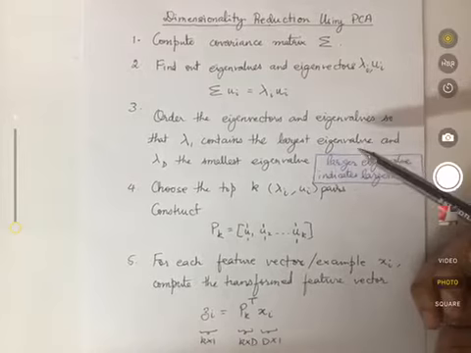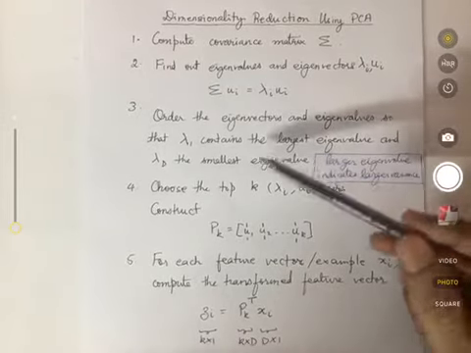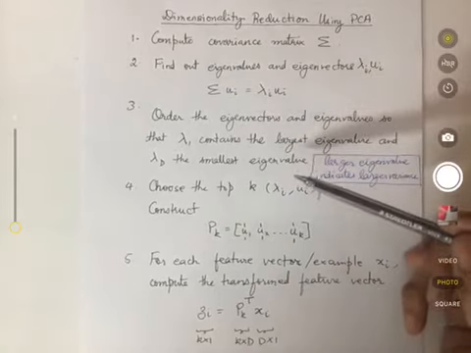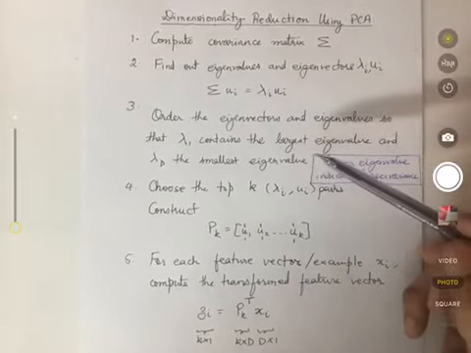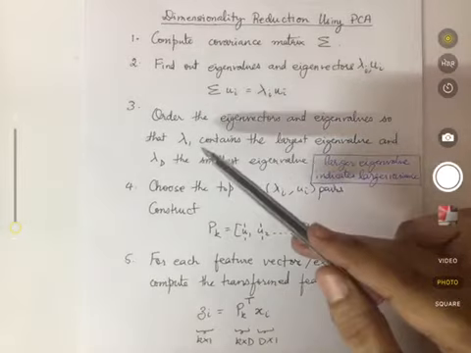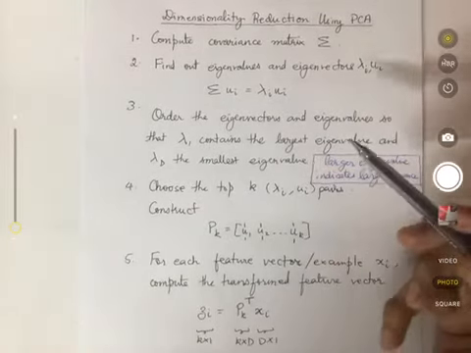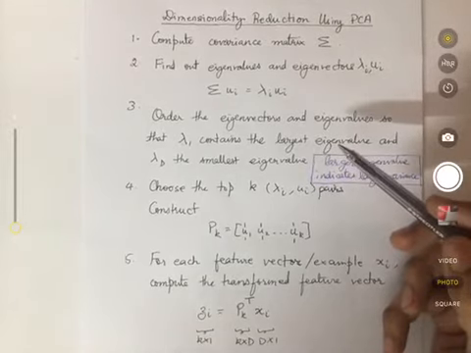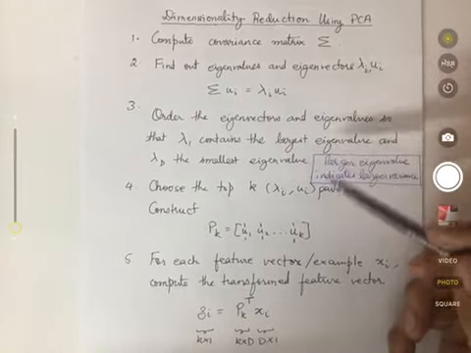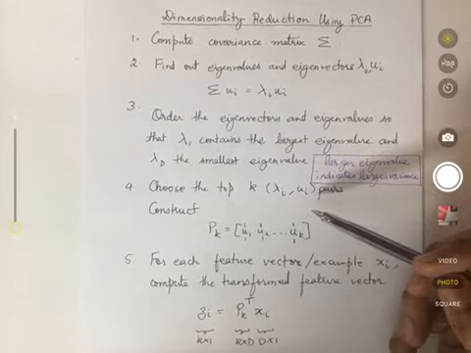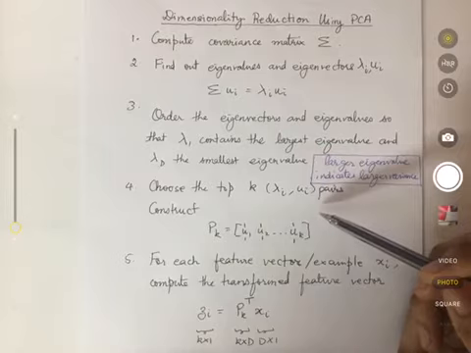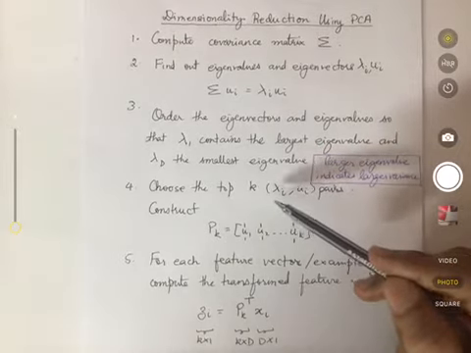And then you basically order the eigenvectors and eigenvalues so that lambda 1 contains the largest eigenvalue and lambda d is the smallest eigenvalue. The reason you do that is because you want to retain the eigenvectors which have the maximum variance, right? Because you know that lambda 1 represents the variance of the data along the direction of u1. And so we want to choose only the top k lambda-ui pairs. I will come back to how that k can be chosen in a short while.